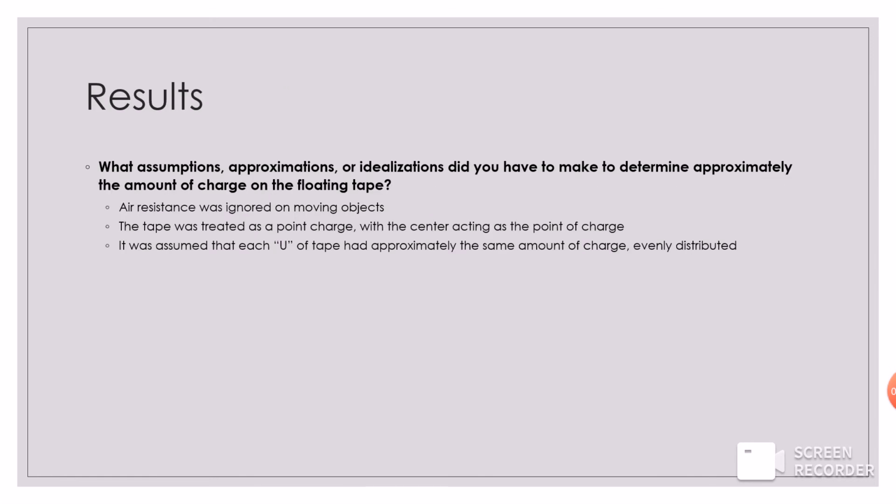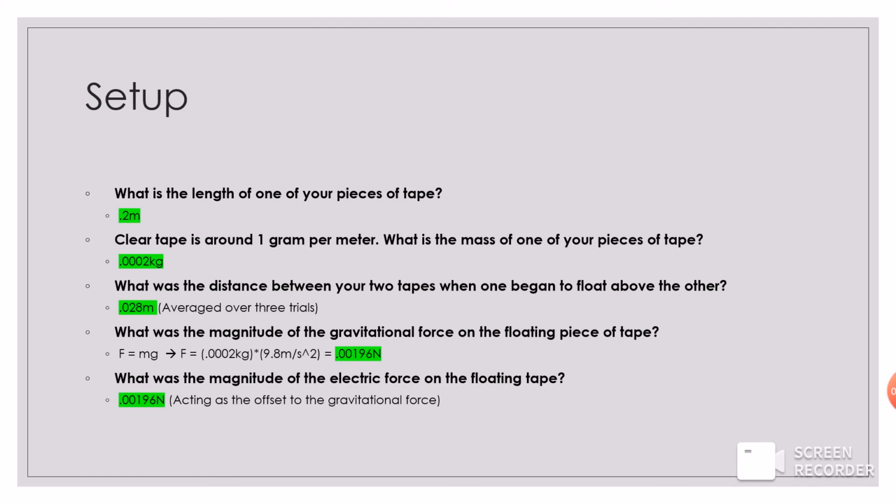Alright, we're going to go on to assumptions and results. What assumptions, approximations, or idealizations did you have to make to determine approximately the amount of charge on the floating tape? In this, we have to make the assumptions that A. Air resistance was ignored on moving objects, B. The tape was treated as a point charge, with the center of the tape acting as the point of charge, and C. It would assume that each unit of tape has approximately the same amount of charge, evenly distributed across the tape.